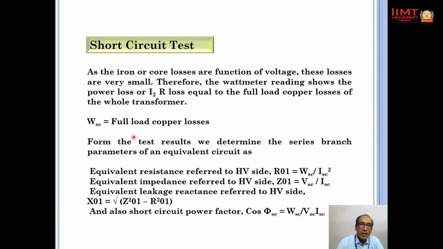The wattmeter will represent the short circuit power, or full load copper losses. Among the different parameters, R01 is short circuit wattage upon short circuit current square, and impedance is equal to VSC upon ISC, where VSC means short circuit voltage and ISC means short circuit current. We get the reactive part as the square root of impedance square minus resistance square. And cos phi SC is WSC upon VSC multiplied by ISC. We get the different parameter values in the case of the short circuit test.